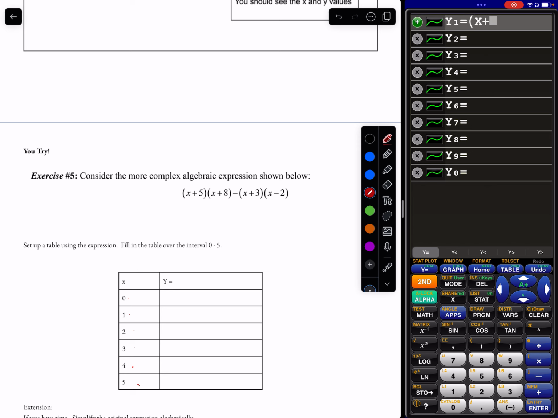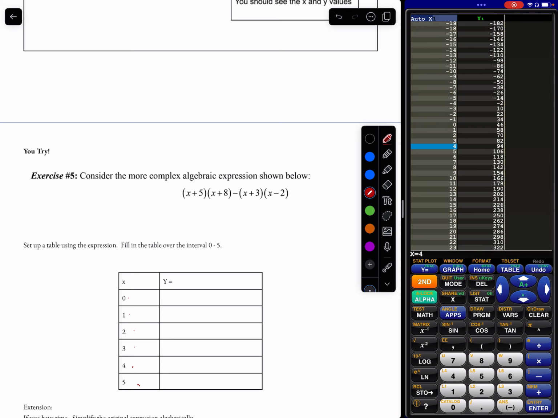So I do x plus 5, and then I've got times x plus 8, and then I'm subtracting the product of two binomials, x plus 3, and then x minus 2. Closing up my parentheses. Now I know all the values that I want. So if I go to the table here, I know 0 gives us 46. We're turning this into a function. 1 gives us the number 58. And then 2 gives us a number 70.